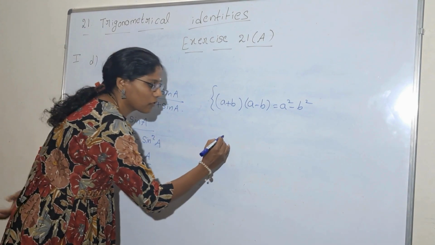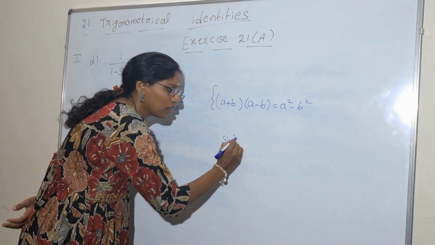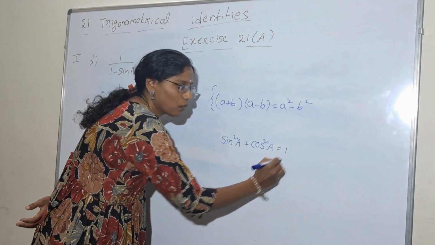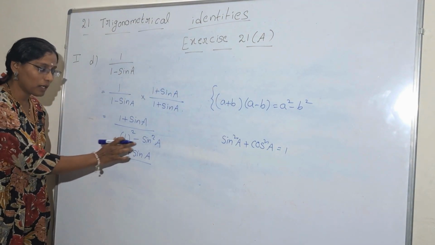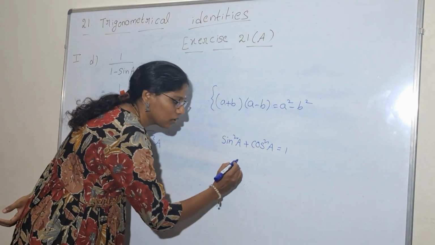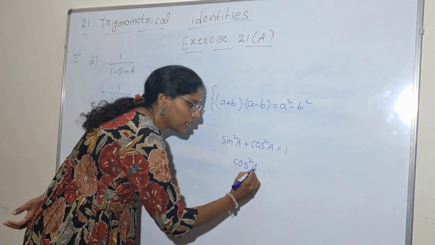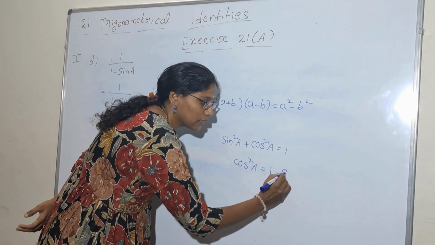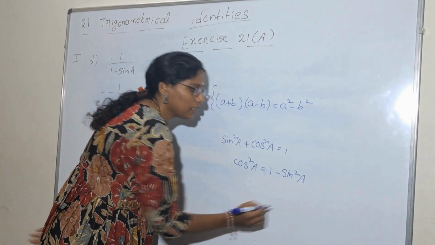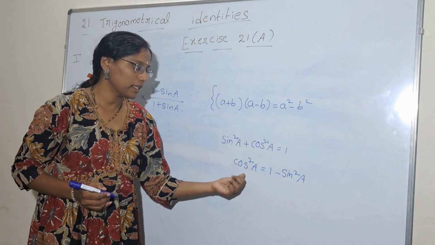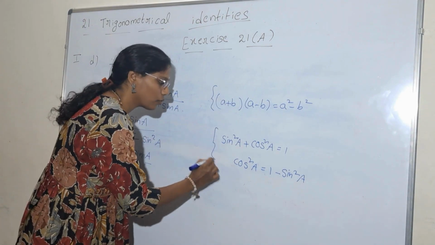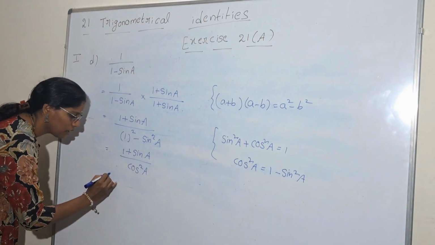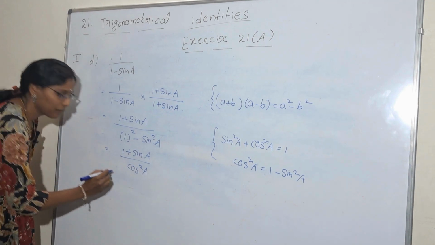1 minus sin square, identity. Sin square A plus cos square A is equal to 1. Here we need 1 minus sin square. So cos square A is equal to 1 minus sin square A, shifting sin square A to the right side. Instead of 1 minus sin square A, we have to write cos square A. Separately I will write here.